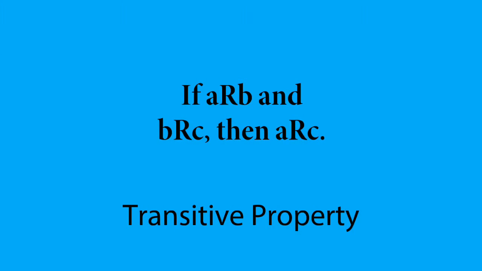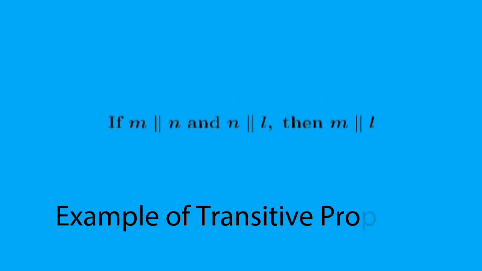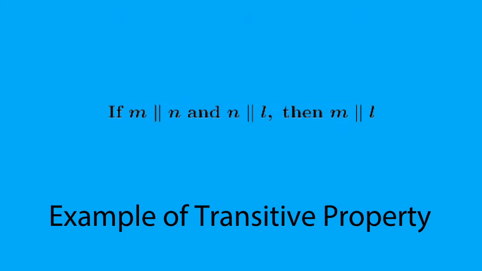Lastly, we have the transitive property. The transitive property states that if two items are related to each other, and the second item is related to a third item, then the first is related to the third. An example of the transitive property would be the parallel relation. If m is parallel to n, and n is parallel to l, it follows that m is parallel to l.